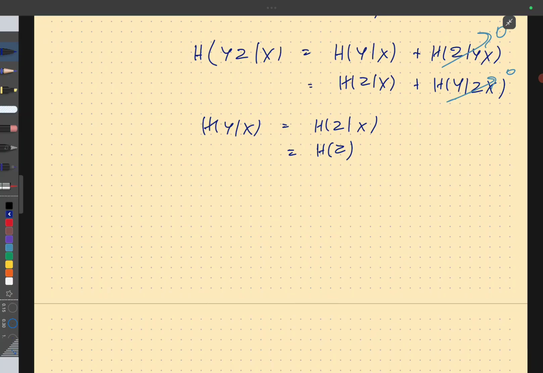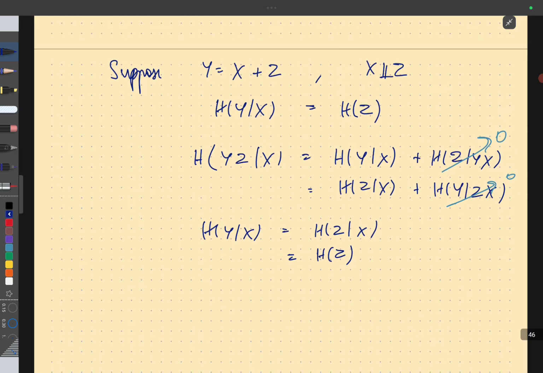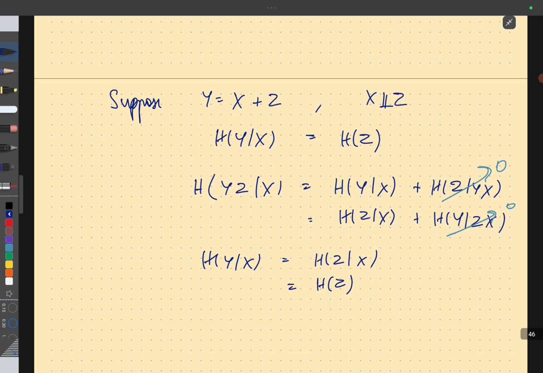So that's a particularly useful property to know, because later on, in the context of channel coding, when we're trying to find, let's say, the mutual information between x and y, for a system where y is equal to x plus z, h of y given x we know is exactly equal to h of z. So it's very easy to compute h of y given x.